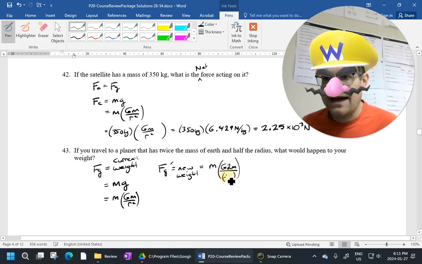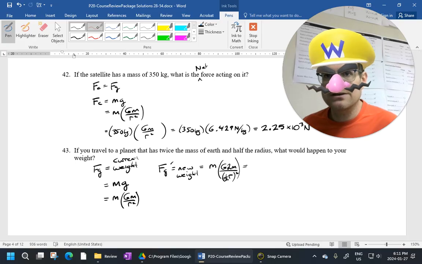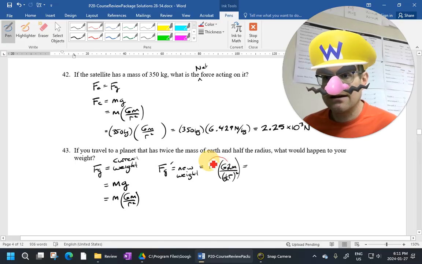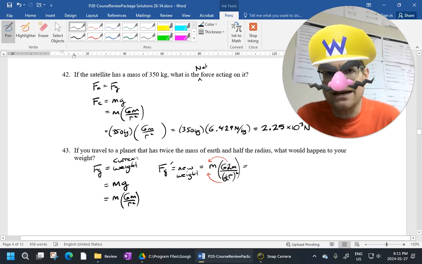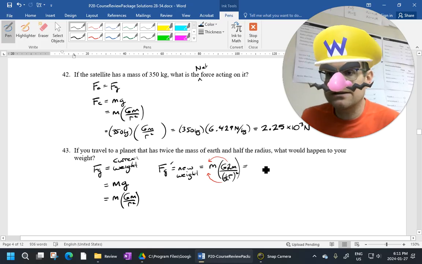The radius is now half of what it was before, right? So I can change that stuff inside the brackets there. My mass doesn't change, but I'm going to pop all these numbers as much as I can out to the front, just to the front of this m here. When you multiply things out, order doesn't matter. I can rearrange them however I want.